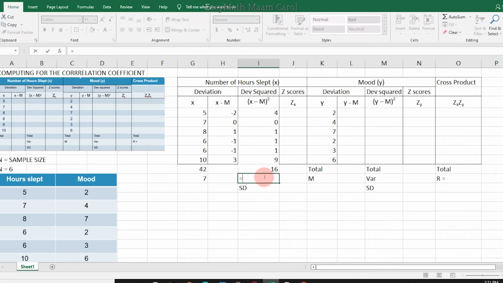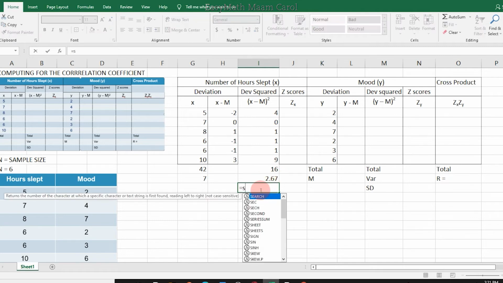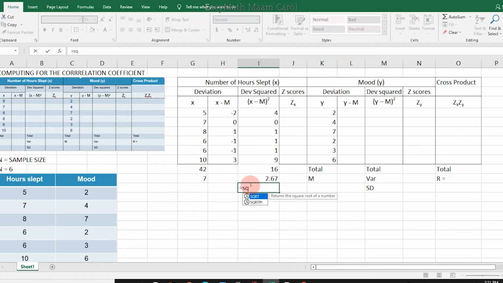Now the variance is simply equals, our answer divided by n, the sample size. So we have this. And then the standard deviation, usually we just need 2 decimal places for the variance, so we adjust that. The standard deviation is just the square root of this value. So equals square root, this one, and that number. The variance is also 2 decimal places because that's the standard.